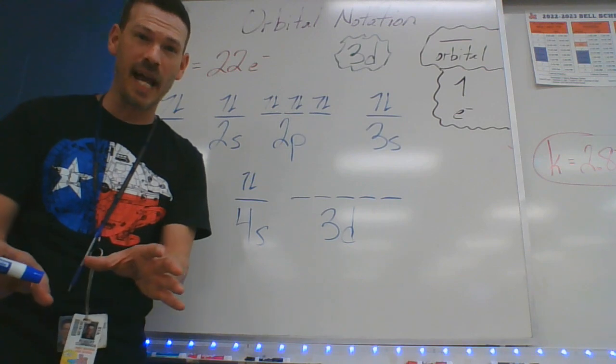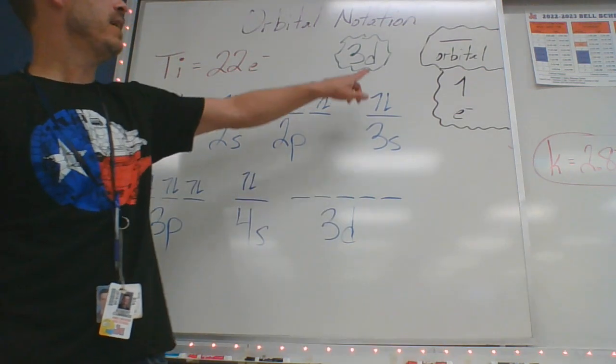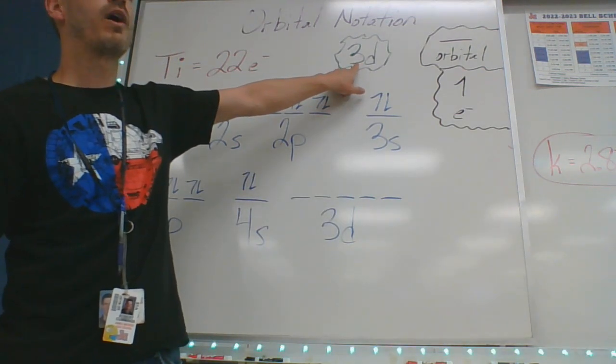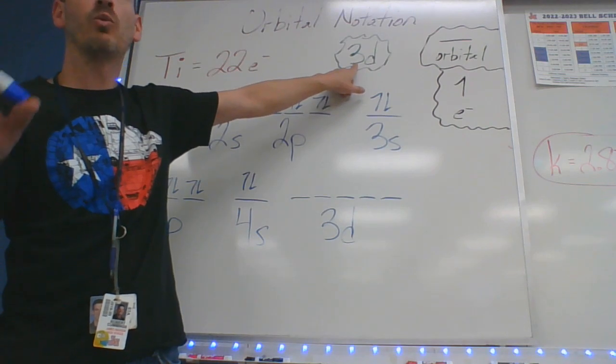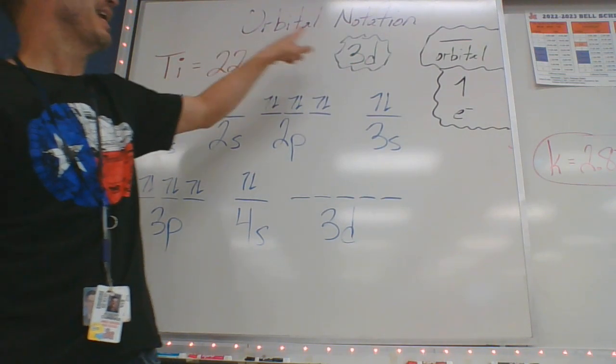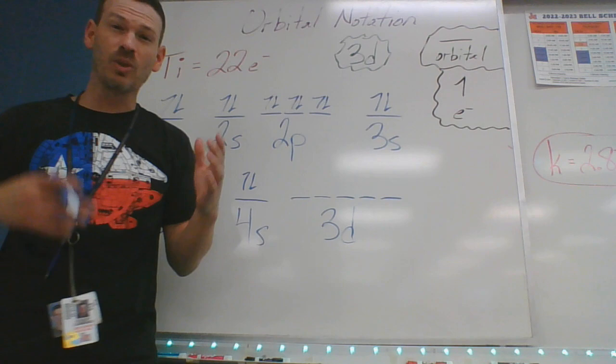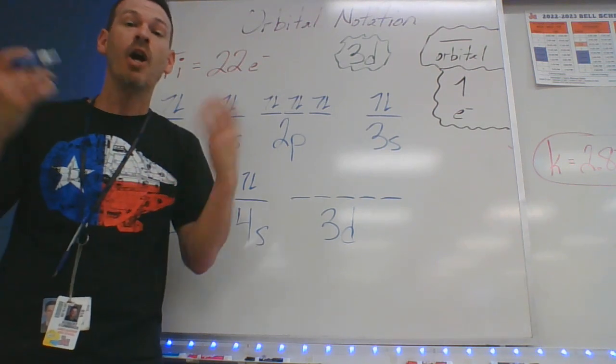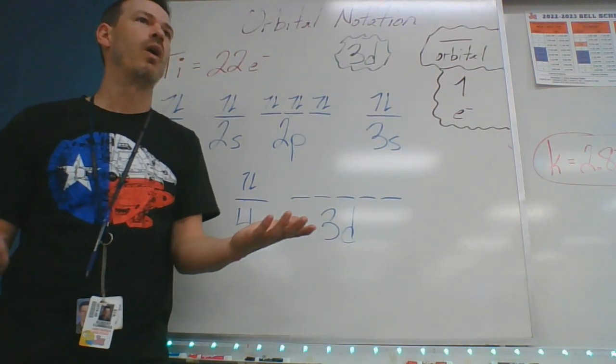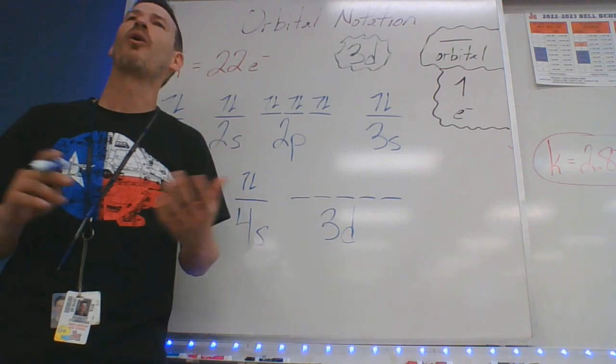Now you should have a little siren go off, right? Because we know that this is where we're going to stop, because we know that titanium is in 3D. So somewhere in there, we're gonna stop. Now, you can count, we already counted once, or you could cheat even more.